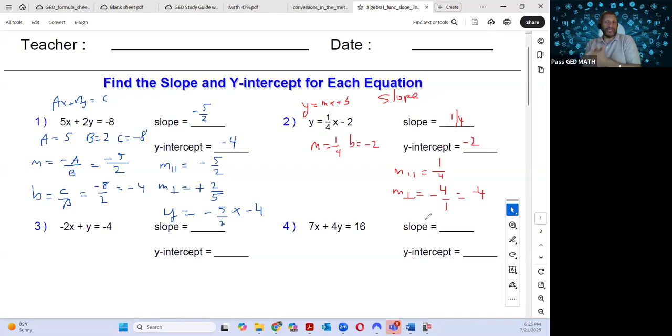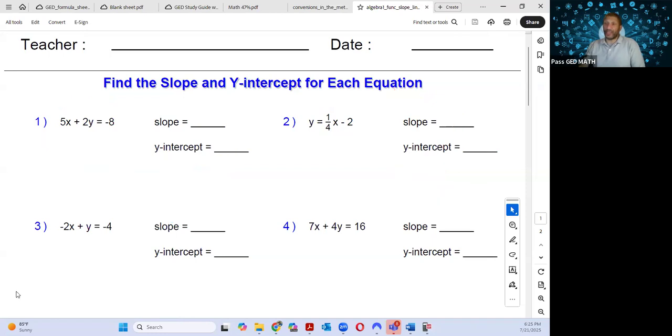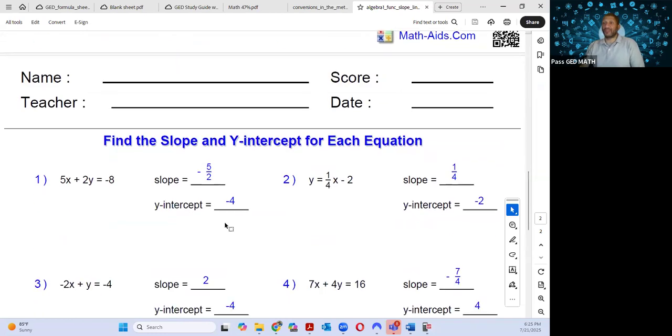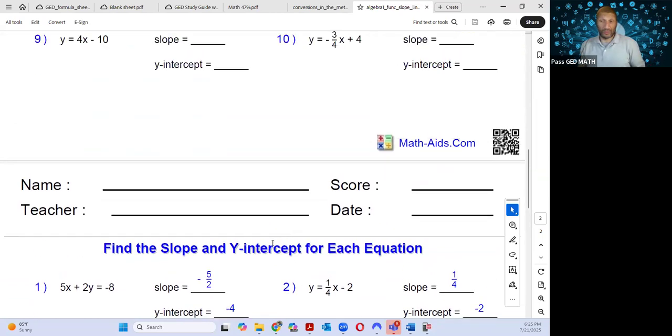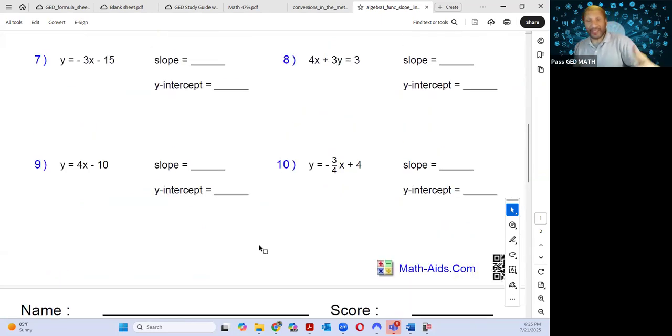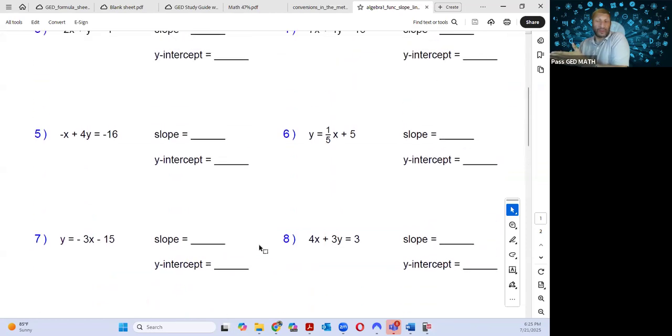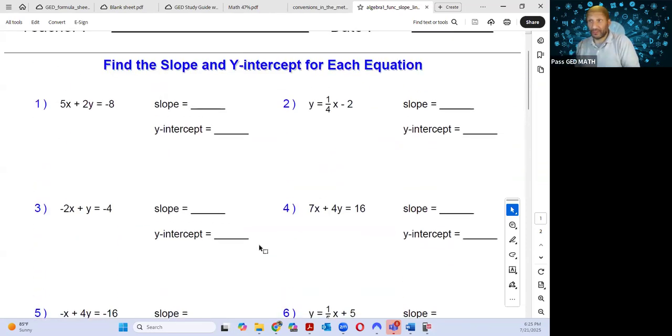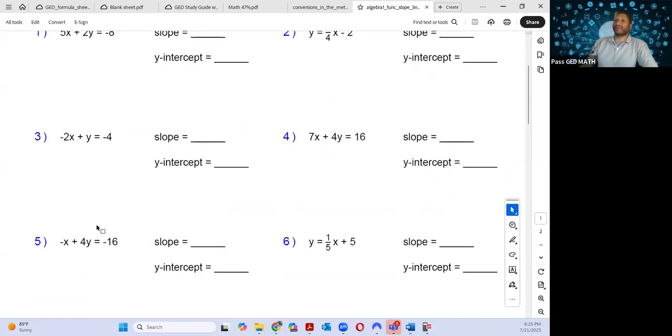Okay, so when I send you the screenshots, I'm also going to send you this worksheet. Included in this worksheet are the answers. So we got -5/2 and -4, and 1/4 and -2. Let's check our answers: -5/2 and -4, 1/4 and -2. So that way you don't have to wait till next week. You don't have to email me. You know right away what the answer is. Who wants to try number 3?